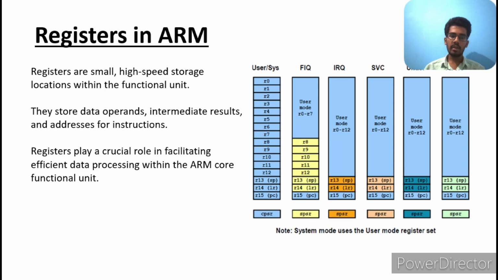Next up, registers in ARM. Registers are small, high-speed storage locations within the functional unit. They store data, operands, intermediate results, and addresses for instructions. These registers play a crucial role in facilitating efficient data processing within the ARM functional unit.